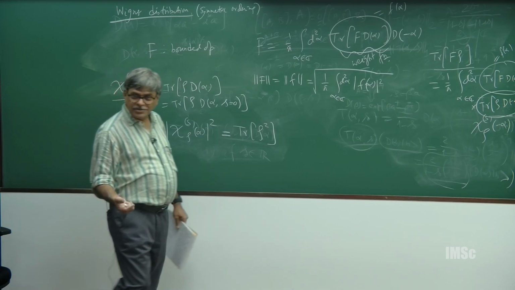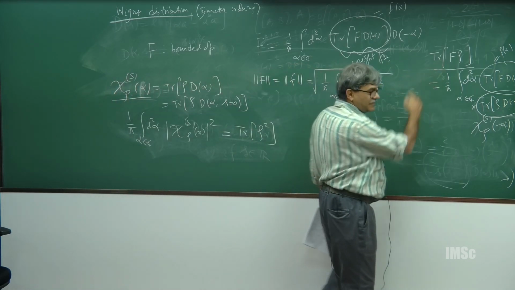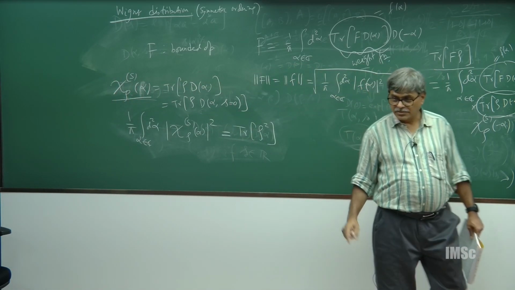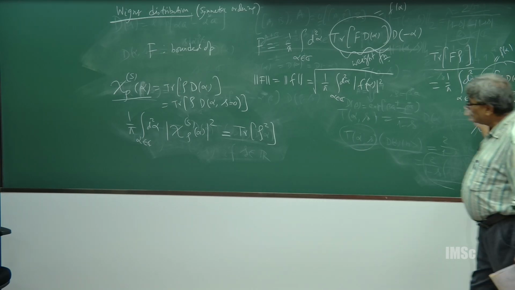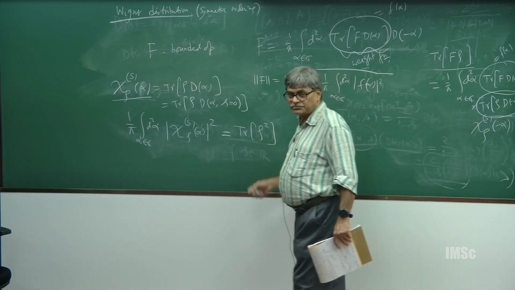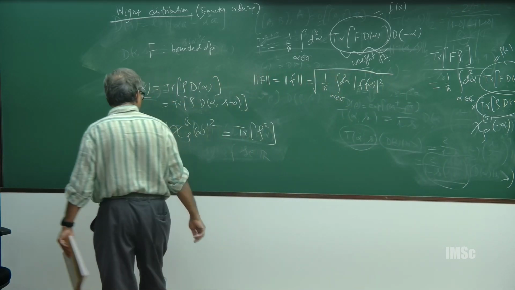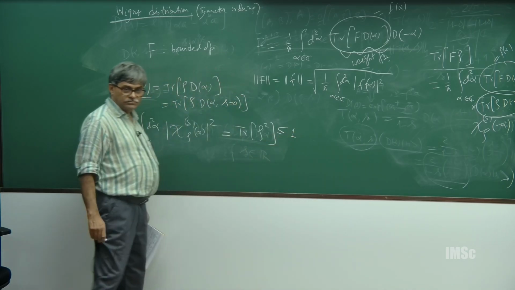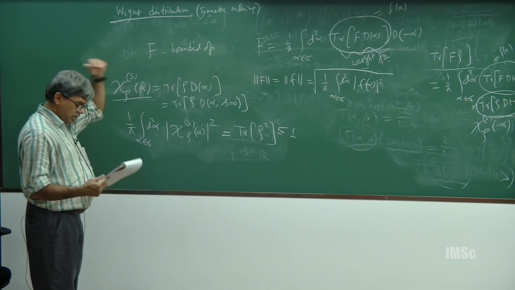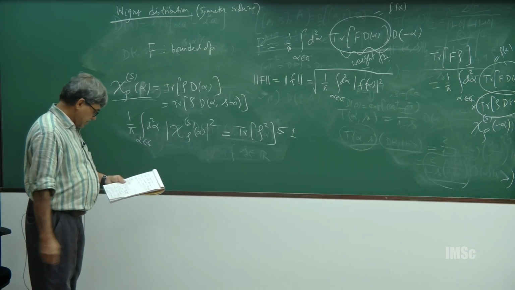How will you do that? Simple. Take f to be rho itself. If you take f as rho, then this is your characteristic function and this will be the complex conjugate of the characteristic function, because rho is a Hermitian operator. So, therefore, this is what you will have. And because rho is a density matrix, we know that this is less than or equal to 1, and equal to 1 when rho is a pure state.